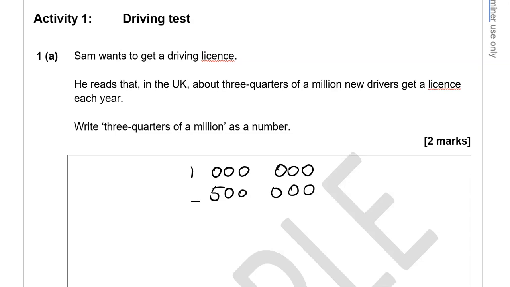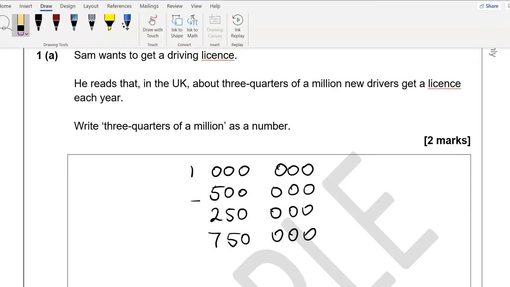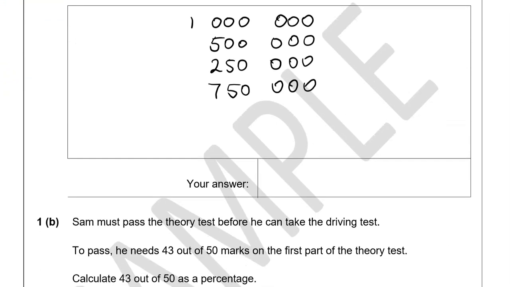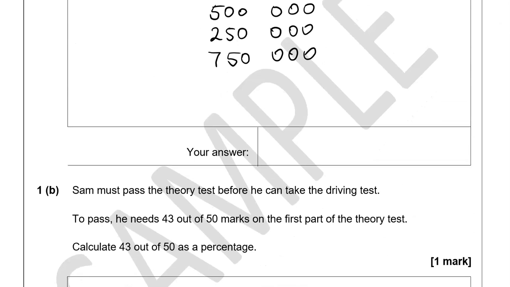250,000 is going to be 250,000. So 3/4 is going to be 750,000. And I will take this off so that it doesn't look as a negative. And we've got to write the final answer.